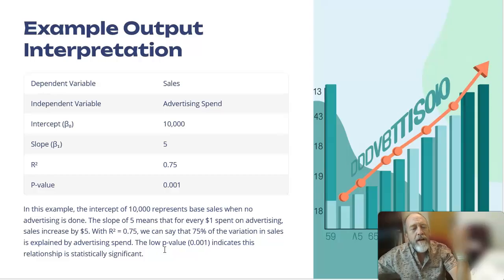And remember that a low p-value typically means that the confidence is high. In this case, it means that the relationship we've got here from the data has a high level of statistical significance. It does a good job. So that's good.